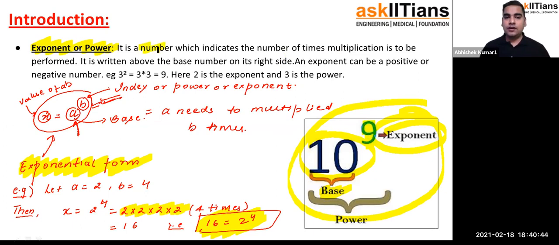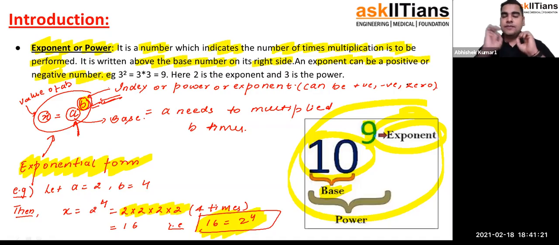Okay, it is a number which indicates the number of times multiplication is to be performed. It is written above the base number on the right side. An exponent can be a positive or a negative number. What does that mean? That means this power that you have here, this b, can be positive, it can be negative, it can be zero also. So they are saying this exponent can be positive, negative, or zero. Okay, so there is no restriction as such.